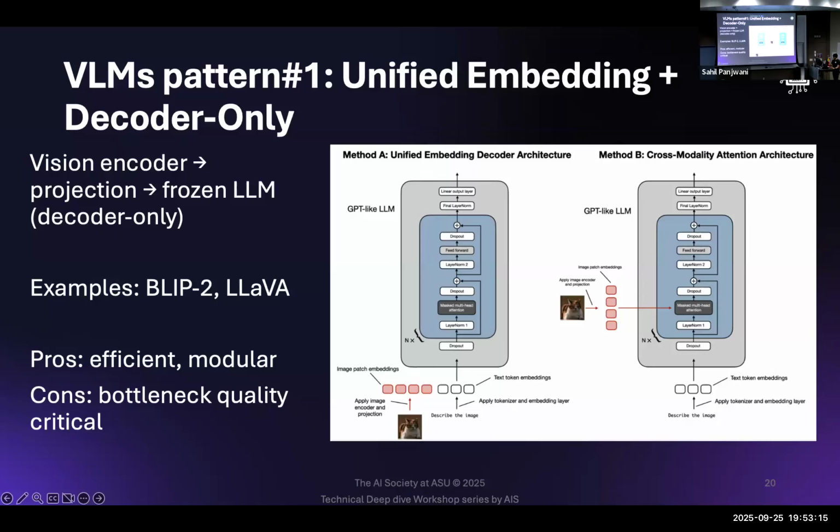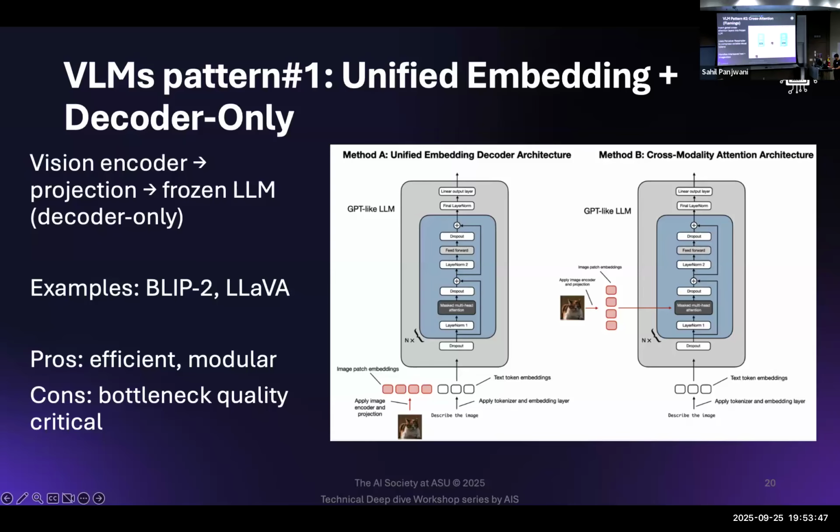The one key strength of this approach is efficiency. You don't have to retrain the LLM. You can just reuse a powerful pre-trained model and just learn the projection of images onto it. But the trade-off is also critical. If the projection doesn't capture all the features, then the LLM can't do anything about it, right? So they really depend on the quality of the projection step.